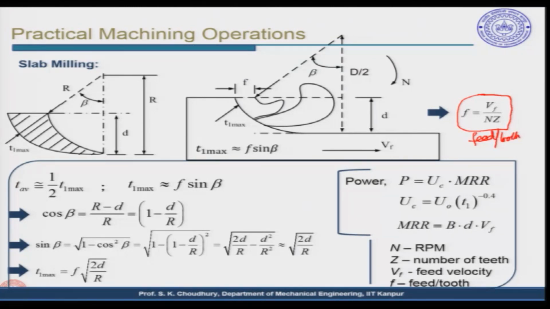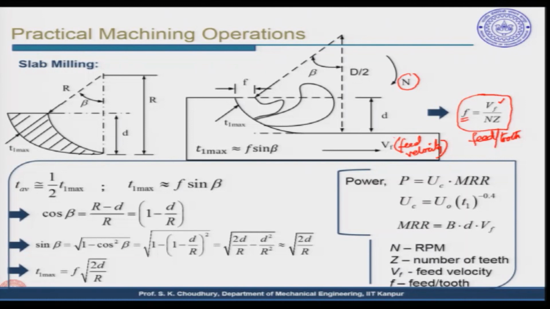Per tooth, the feed given is f, and this is equal to V_f divided by n times z. V_f is the feed velocity, as shown here. n is the RPM of the milling cutter, and z is the number of teeth in the milling cutter. This is the feed velocity and this is the feed per tooth.